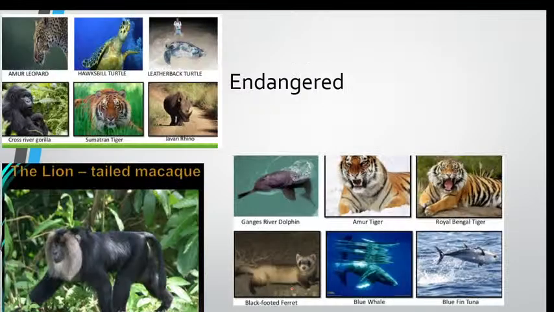The first one is endangered species. A species is considered to be endangered when the number is very small.